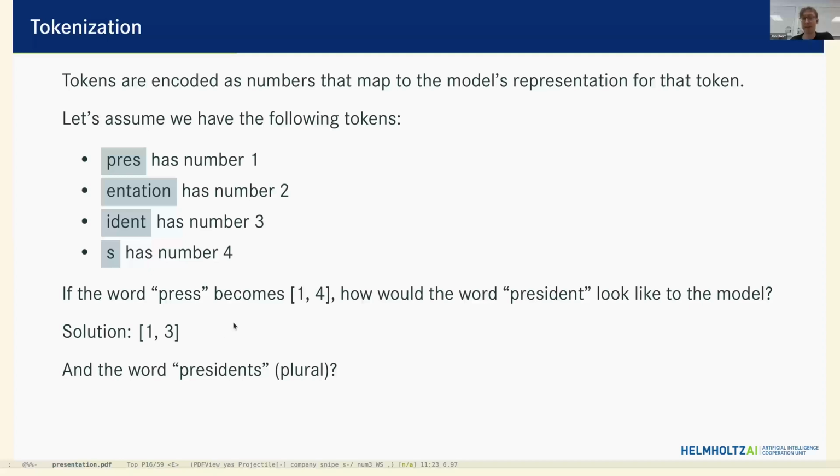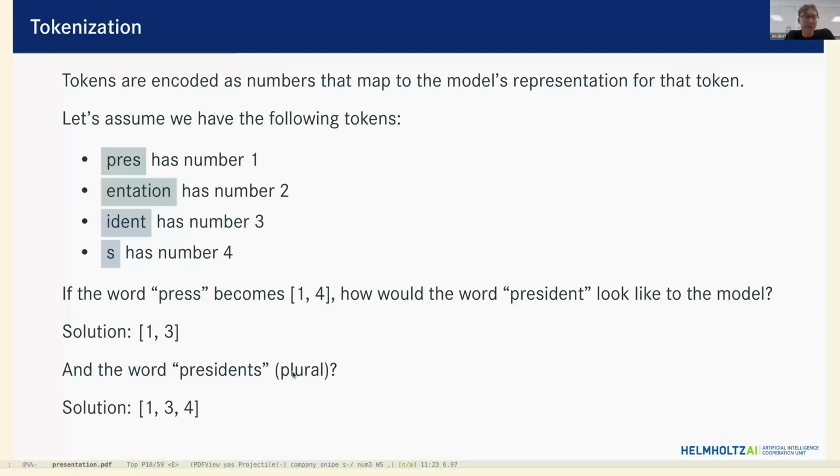And then we can also ask, what does the plural of president look like? So presidents. In this case, we would combine pres, number 1, and ident, number 3, which we already know is president, and then just attach the S at the end, so number 4, to make it plural, right? And in the end, we obtain that the model sees the word presidents as the numbers 1, 3, and 4.